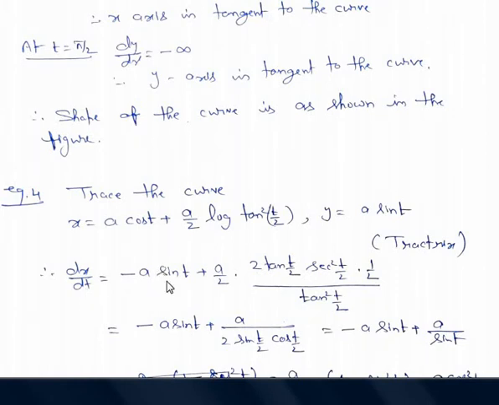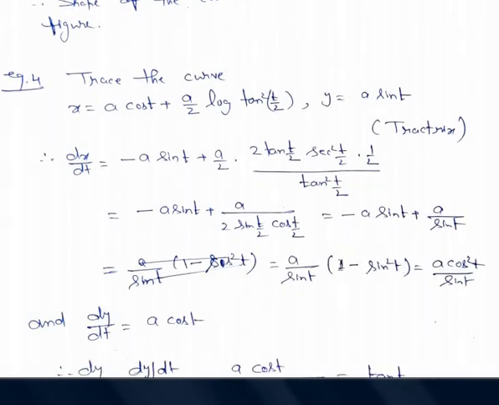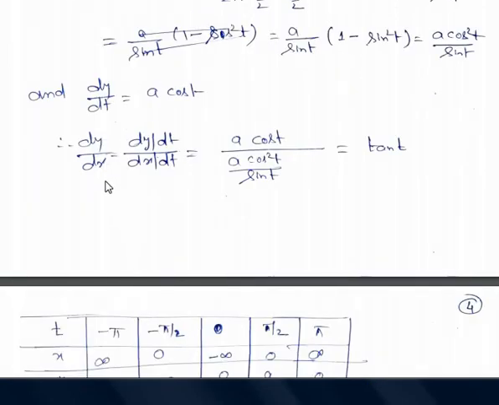dx/dt will be minus a sin t plus a/2 times 1/tan²(t/2), times 2 tan(t/2) sec²(t/2) into half. So if you simplify it, convert into terms of sine and cos, you will get it as a cos²t upon sin t. And dy/dt is a cos t. So therefore dy/dx is dy/dt divided by dx/dt, which is a cos t upon a cos²t divided by sin t, which will come out to be tan t.